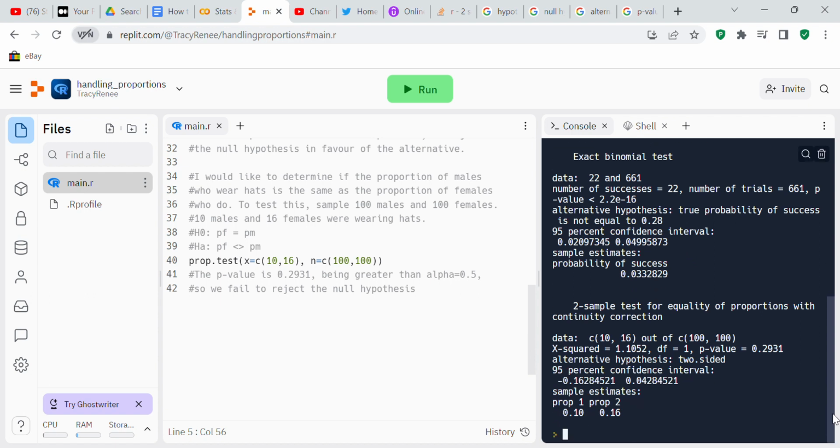It says, I would like to determine if the proportion of males who wear hats is the same as the proportion of females who do. To test this, sample 100 males and 100 females. 10 males and 16 females were wearing hats. So the null hypothesis is PF equals PM, so that's female equals male. And the alternative hypothesis is PF does not equal PM.